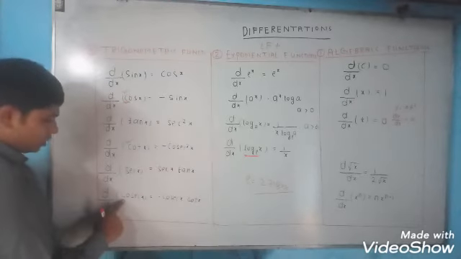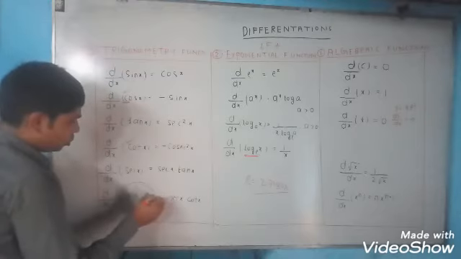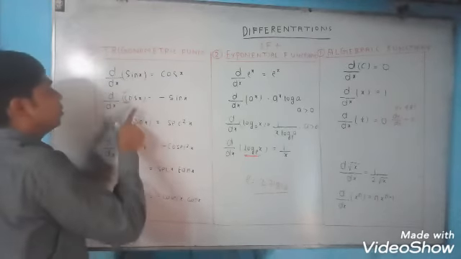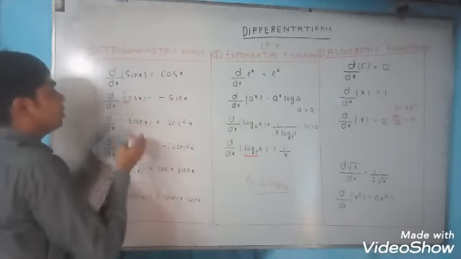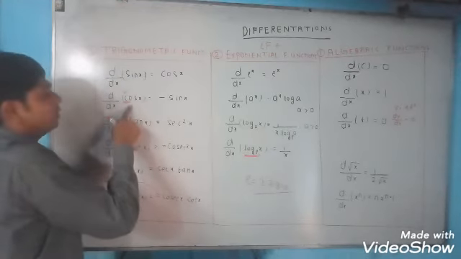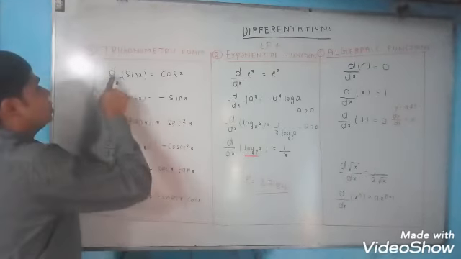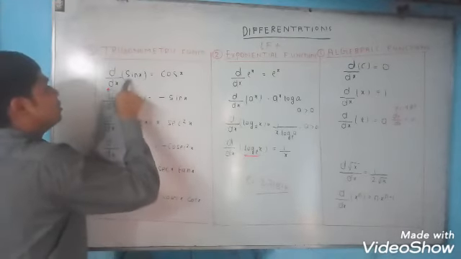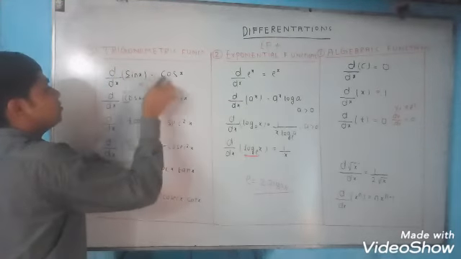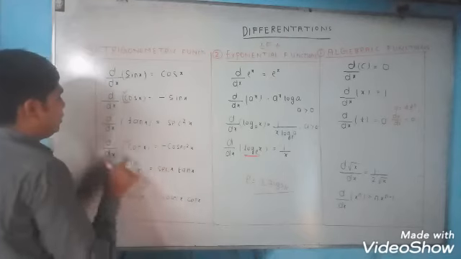And differentiation of cosec x, you can see, is minus. So you should keep it in mind, because if any trigonometric term starts with C as its first letter, then the differentiation will be minus. Differentiation of sin x equals cos x, because sin does not start with C, so no minus. Differentiation of cos x is minus sin x.